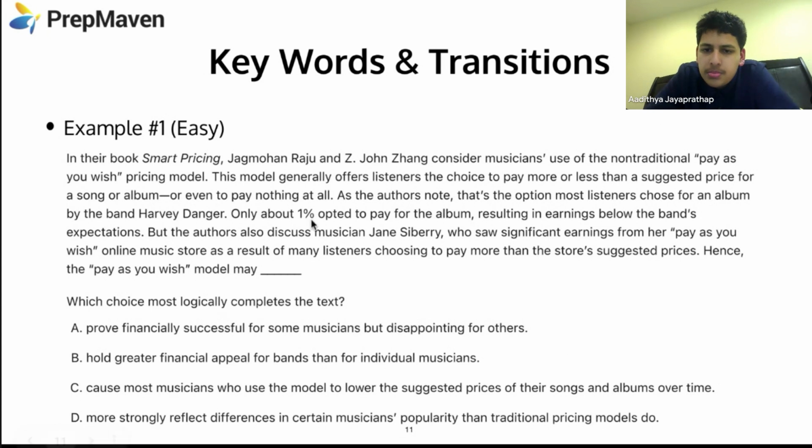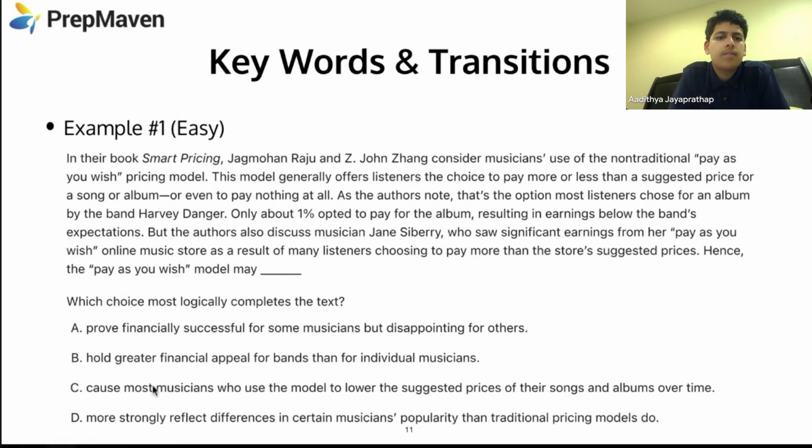Yeah. Okay, so next option. Pay-as-you-wish model may hold greater financial appeal for bands than for individuals. Do you think that would make sense? The appeal didn't go well for the bands. Yeah, well, this one is comparing band versus individual. Okay, actually, here's another way you can think about these questions. When you read an answer line, I was just checking it with myself, and this is how I'm solving them. When I read an answer line, the question in my head is, what would the paragraph need to have said for this answer to make sense, right?